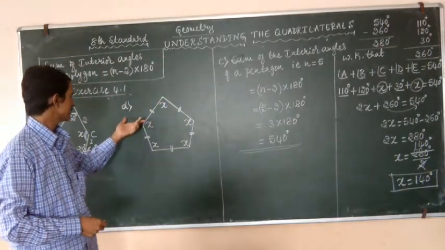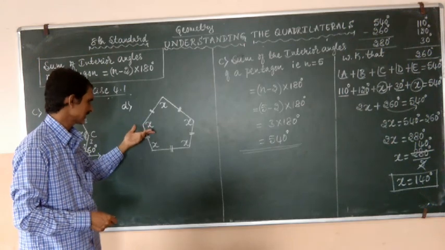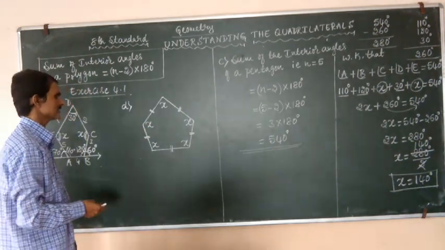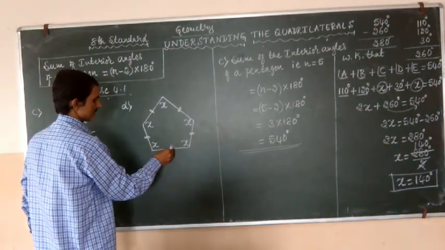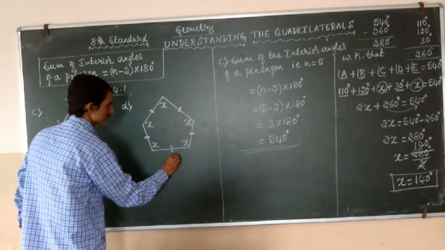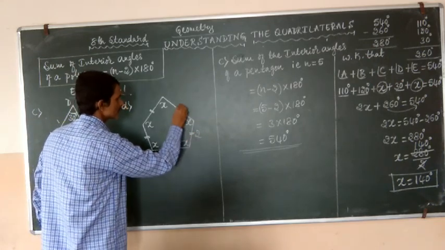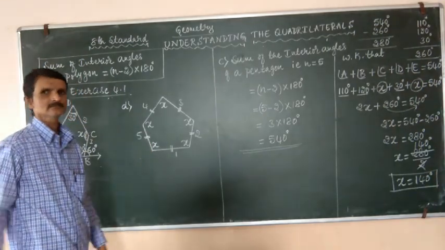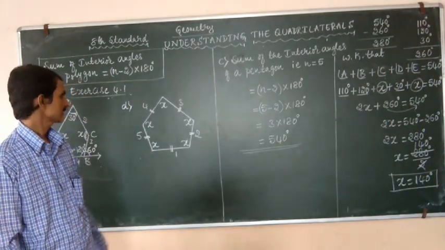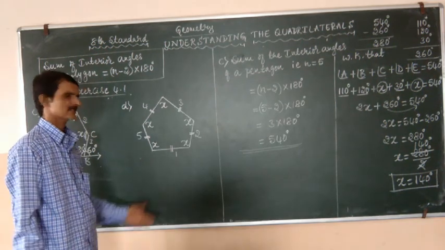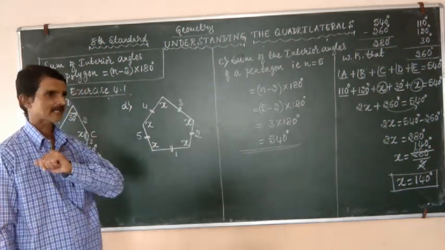Similarly, if you come to the last diagram, this is also a figure with 5 sides. 1, 2, 3, 4, 5. So what do you call the polygon having 5 sides? Yes, it is also a pentagon.